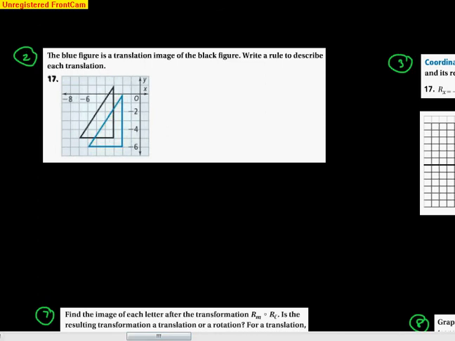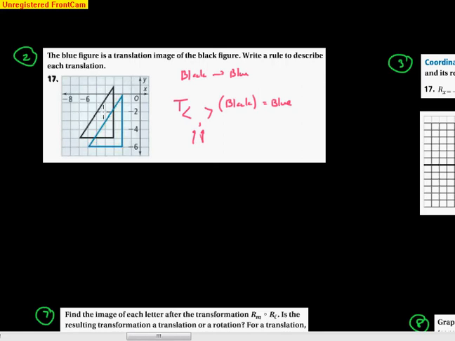Next. Okay, here we have a blue figure that is the translation of a black figure. So we're going black to blue. The idea is to write the rule that describes this. So this is going to be a translation rule. If you want to be technical, black figure equals blue. And again, the goal is to fill in those two numbers. So what did you do to go from the black to the blue?